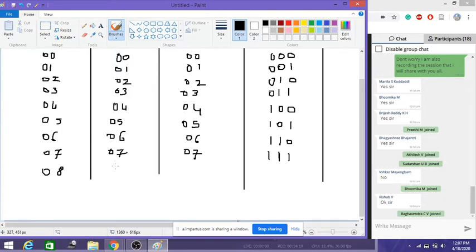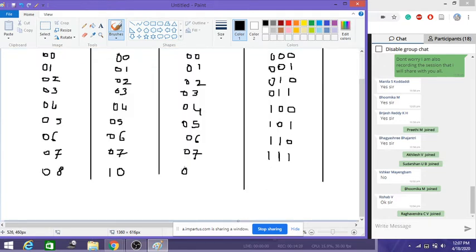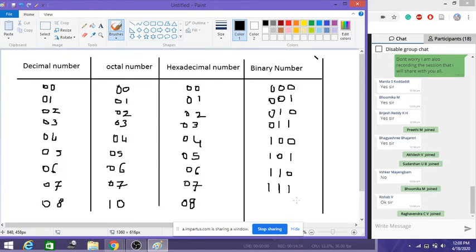The next number in the octal after 7: it has reached its maximum value, so this will reset to 0. Then the next digit will come into the picture and become 1, so it becomes 1 0. Whereas here, decimal still has range, so it will continue. The next number is 8 here. Whereas in binary it has reached the maximum, so no bits can change anymore.